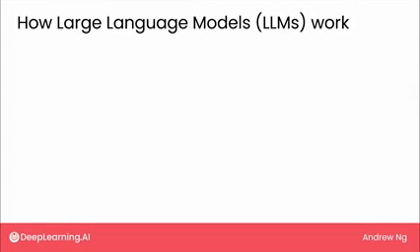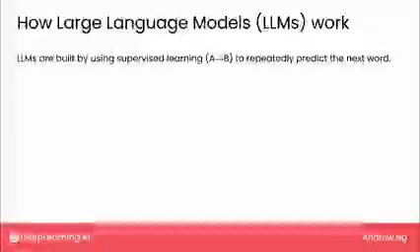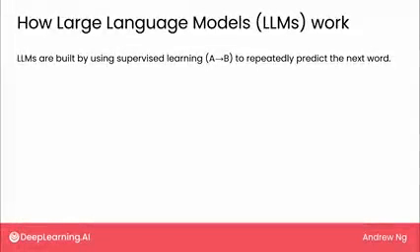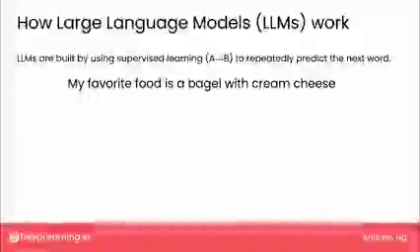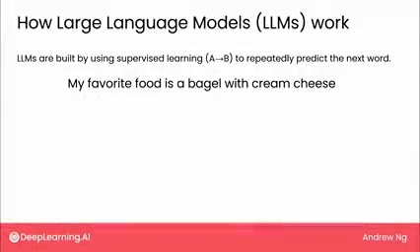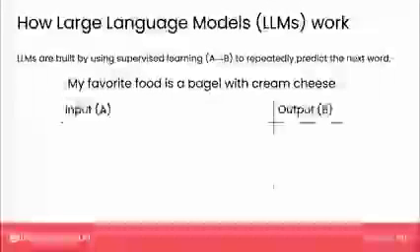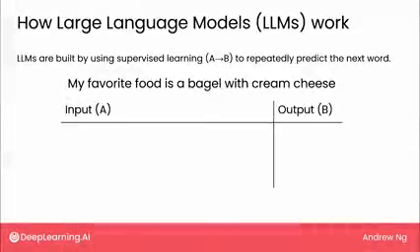It turns out that LLMs are built by using supervised learning. That's that technology to input A and output a label B. It uses supervised learning to repeatedly predict what is the next word. For example, if an AI system has read on the internet a sentence like, "My favorite food is a bagel with cream cheese," then this one sentence will be turned into a lot of data points for it to try to learn to predict the next word.